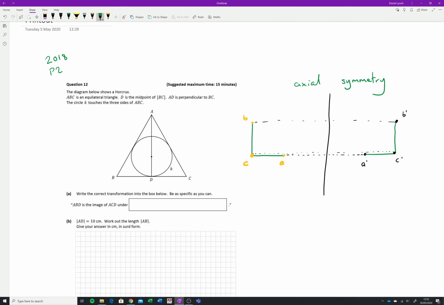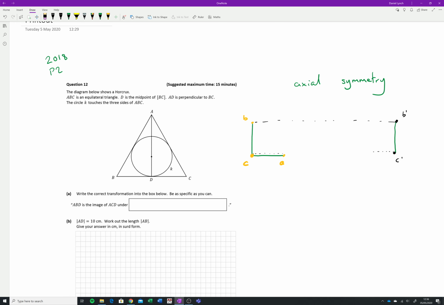So with axial symmetry, it's like you can fold it over. This is the line that you could fold the page over, and L should land on L. I have a feeling there that my L is a little bit too close to the line. So let's just cheat and pretend that the line was there. That looks a little bit more realistic. So that's what axial symmetry is.